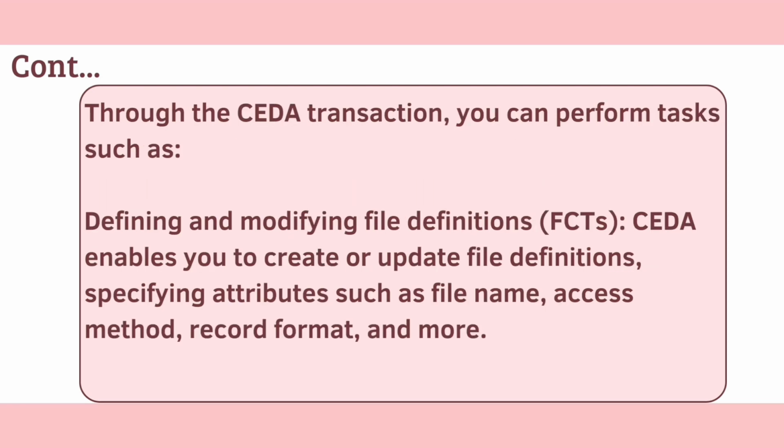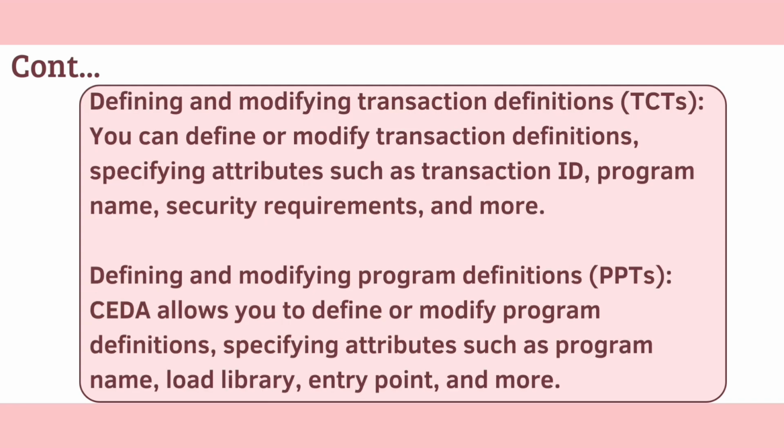Through the CIDA transaction, you can perform tasks such as number 1. Defining and modifying file definitions, that is FCTs. CIDA enables you to create or update file definitions, specifying attributes such as file name, access method, record format, and more. Next is defining and modifying transaction definitions, that is TCTs. You can define or modify transaction definitions, specifying attributes such as transaction ID, program name, security requirements, and more.